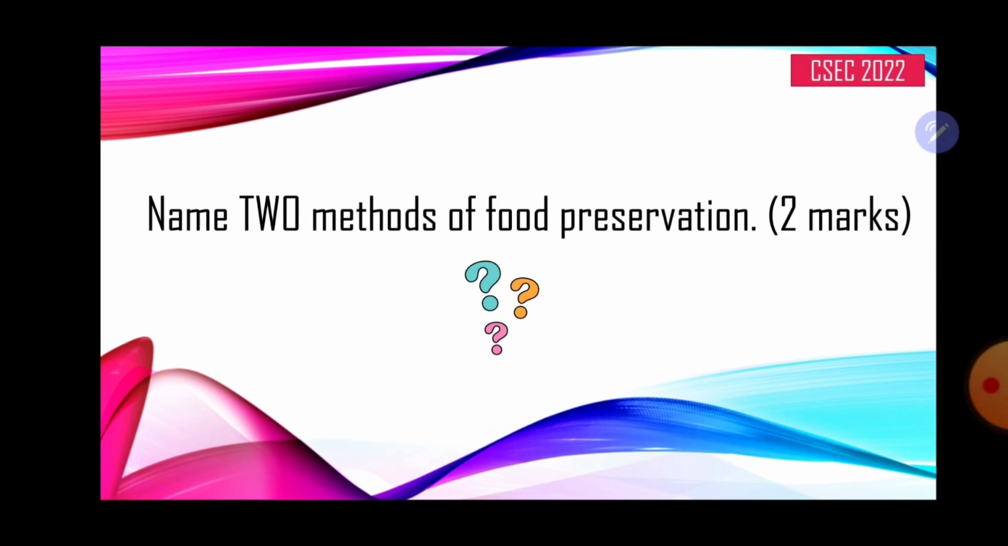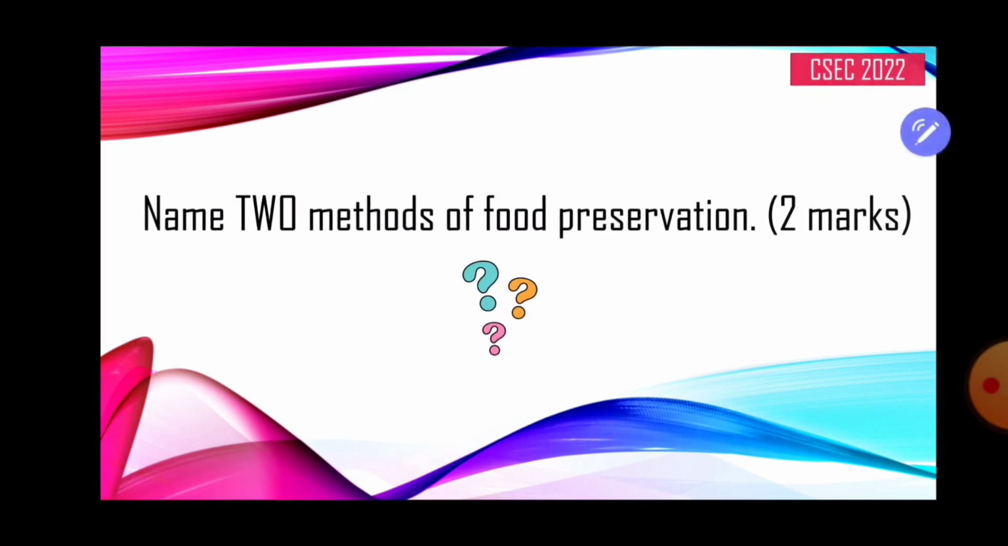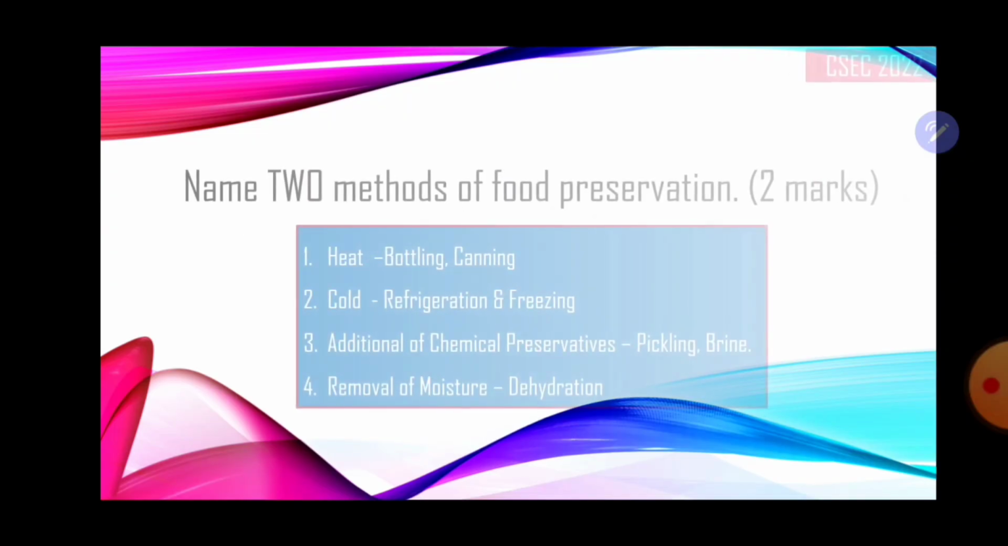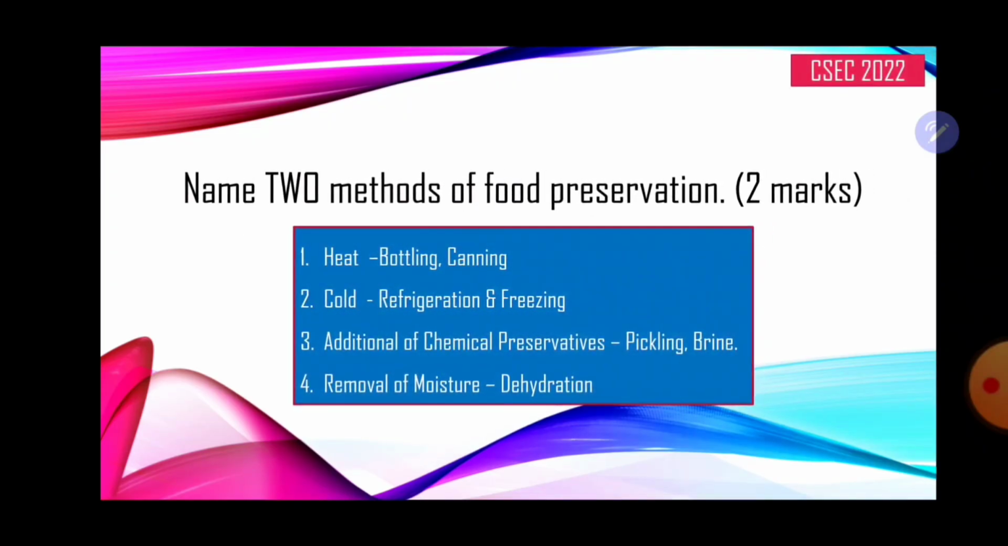Name 2 methods of food preservation. 2 marks. So you just require to list, or to name rather, 1 mark each. So I have 4 here for you to choose from. So I have heat, examples are bottling and canning. There's also cold. Examples are refrigeration and freezing. Addition of chemical preservatives, maybe pickling or brine.